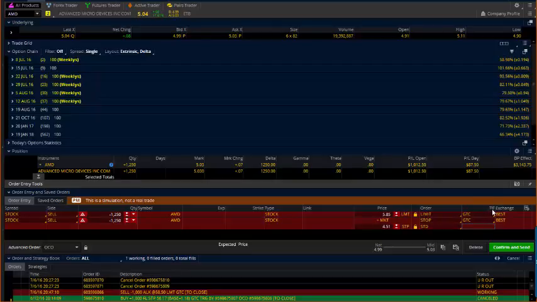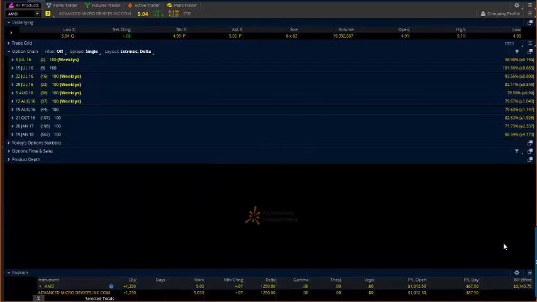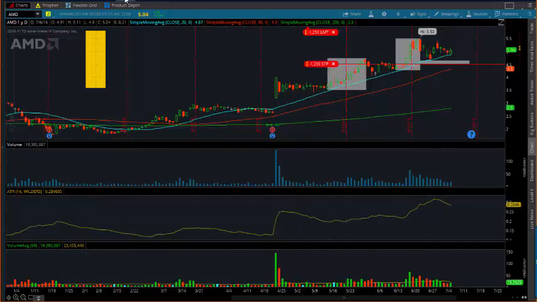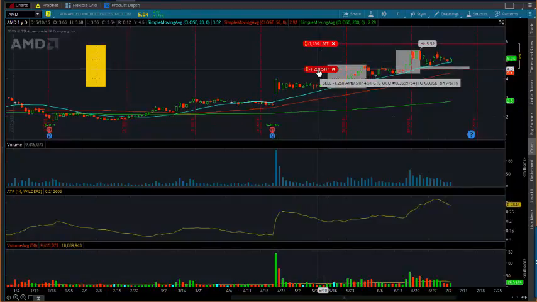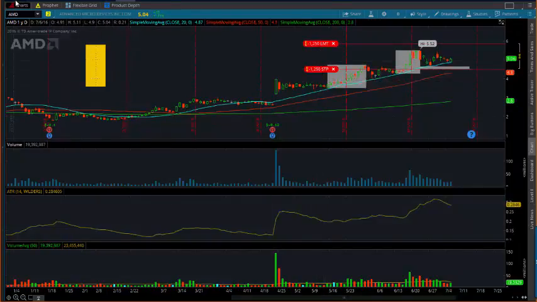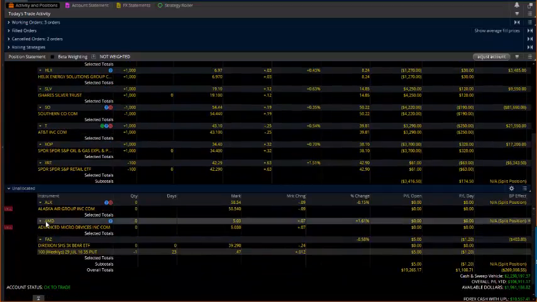Do you want a day order? Do you want good till canceled? What is it that you're going to be building? That kind of stuff. Then when you're ready, go ahead and confirm and send. And if it's a stock trade, what you're going to see is these little bubbles on top of the chart for AMD. And down here, you're going to see it now.